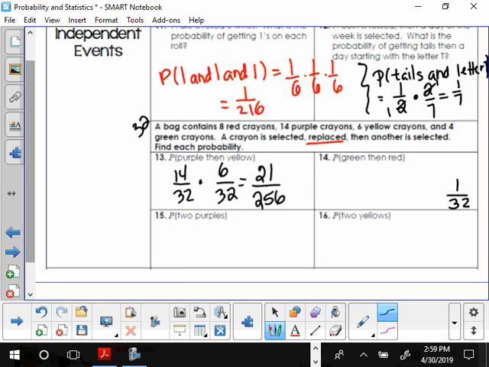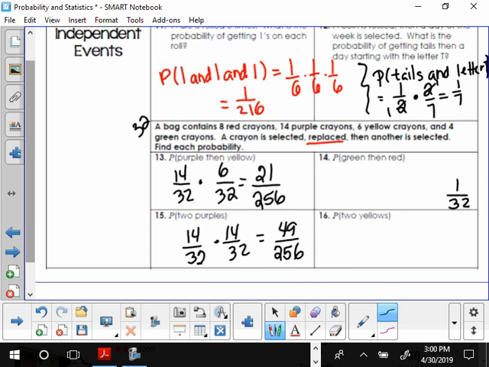All right. 15, we want to get 2 purples. Okay, so probability of getting purple when I reach in is 14 out of 32. And I want to get a purple the second time, but just think about what happens. I put it back in the bag. Probability of getting a purple is still 14 over 32, which reduces to 49 divided by 256.